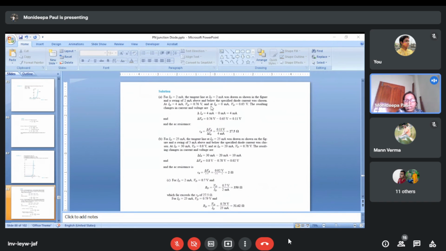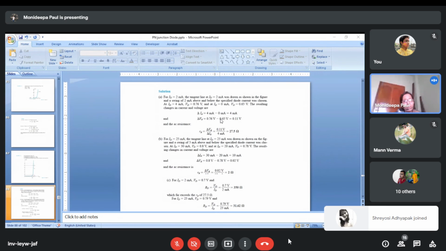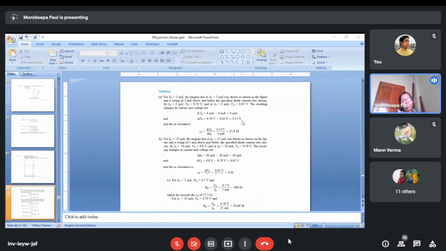Here the voltage level is not clearly calibrated, so you can assume 0.76 or 0.78 maybe. And when ID is equal to 0 milliampere, then VD is equal to 0.65 volt. So the resulting change in current is del ID equal to 4 milliampere minus 0 milliampere. That means a 4 milliampere current change occurs when the voltage changes from 0.76 volt to 0.65 volt. If we change the voltage by 0.11 volt, the current will change by 4 milliampere.